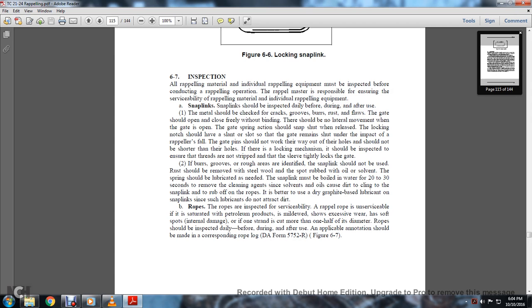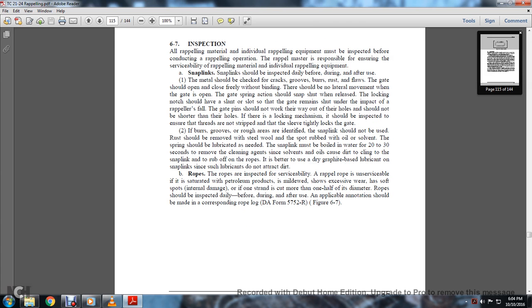The gate pins should not work their way out of the holes and should not be shorter than their holes. If there is a locking mechanism, it should be inspected to ensure the threads are not stripped and the sleeve locks the gate tightly. If burrs and grooves or rough areas are identified on the snap link, they should be removed, and the rust should be removed with steel wool and spot rubbed with oil and solvent. The spring should be lubricated as needed.